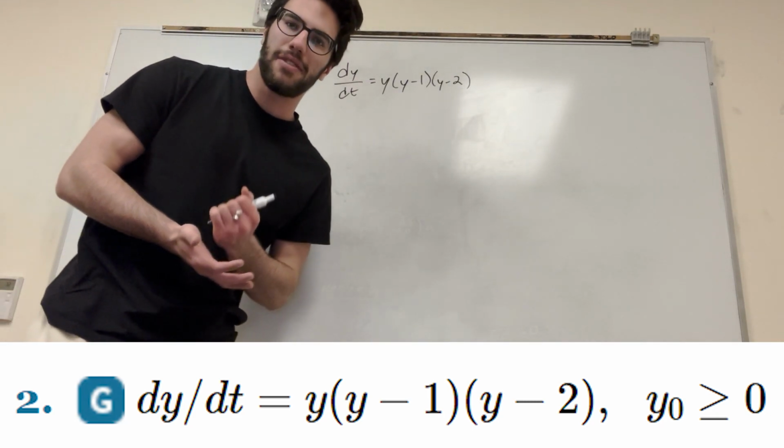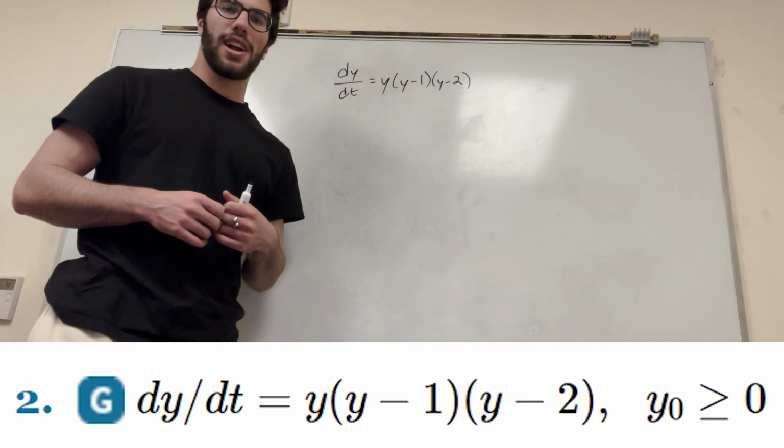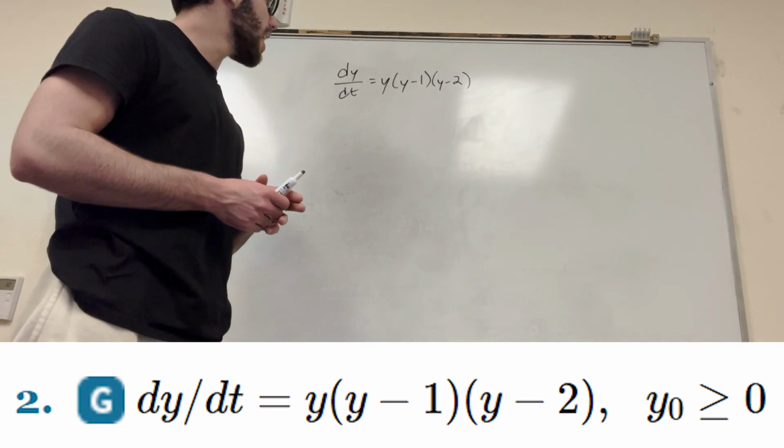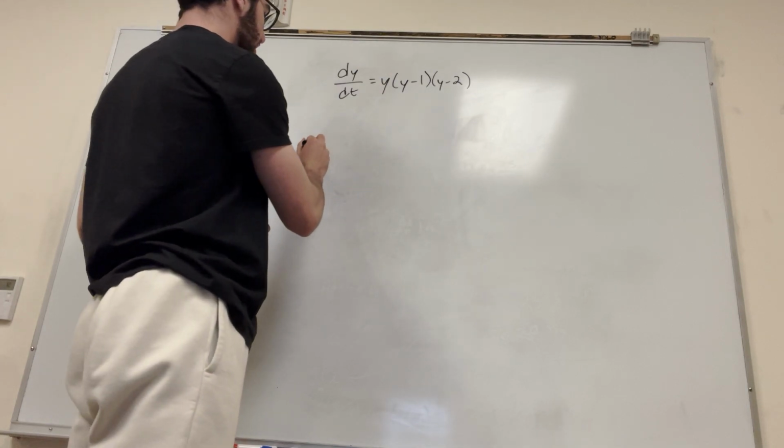Okay, so it wants us to make a phase line for this and classify all the equilibrium points. So looking at this, it looks like we're going to have 3 equilibrium points. I'd say so. We're going to have 1 at 0, 1 at 1, and 1 at 2. So let's go ahead and draw that.